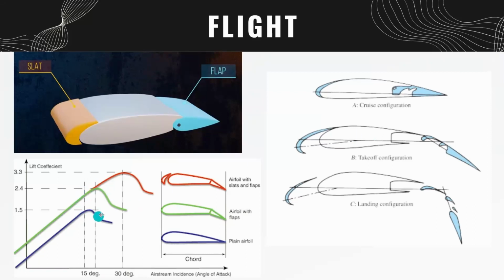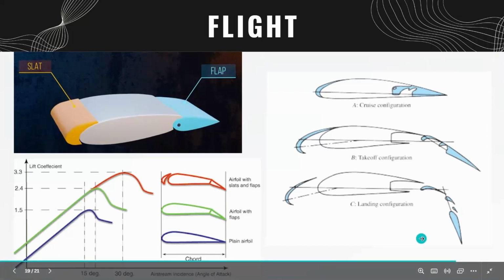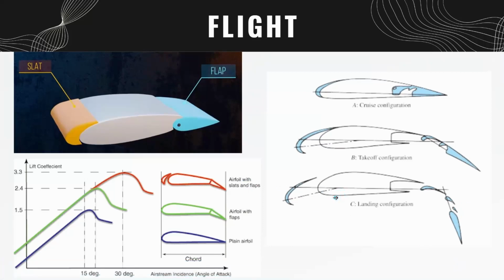You can keep an eye on this plot to understand where each of these configurations correspond to. In the landing configuration, the flap goes much to the bottom to produce a lot of drag so that the plane can slow down and prepare for landing. This is the point it corresponds to, and in this way we achieve the three phases of flight.